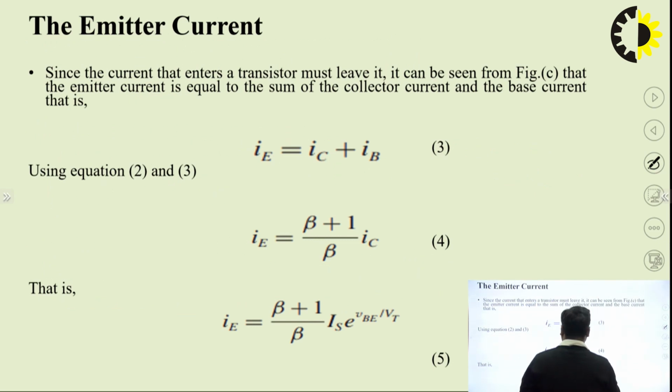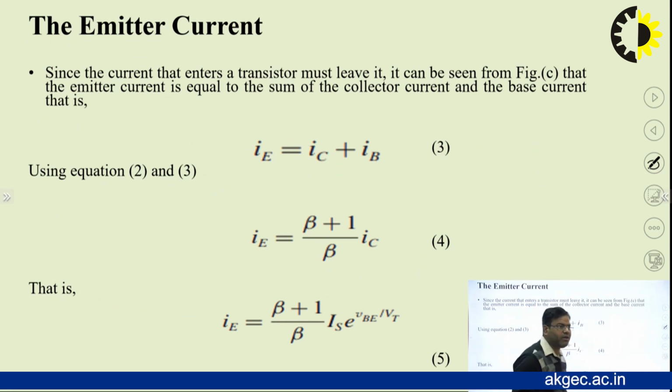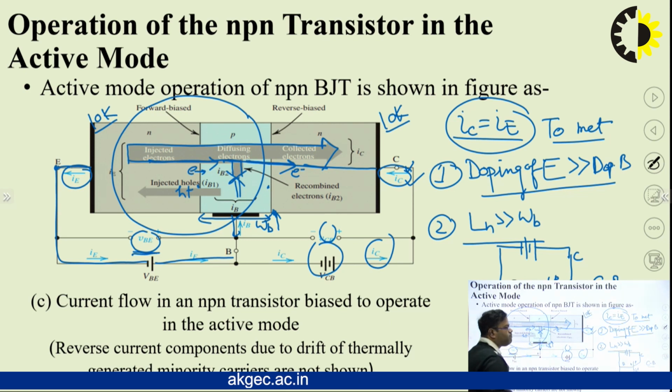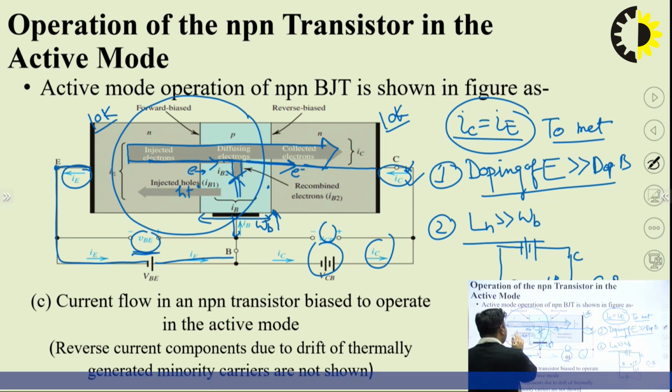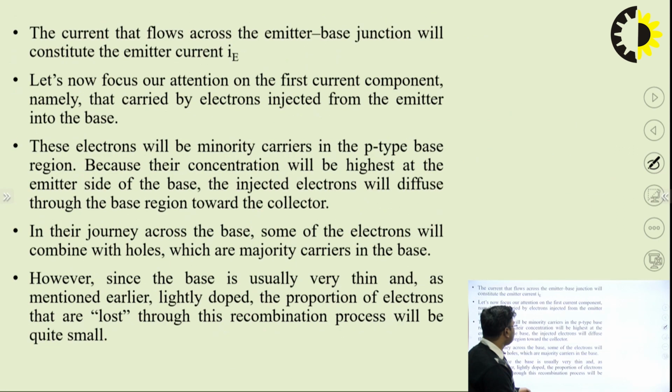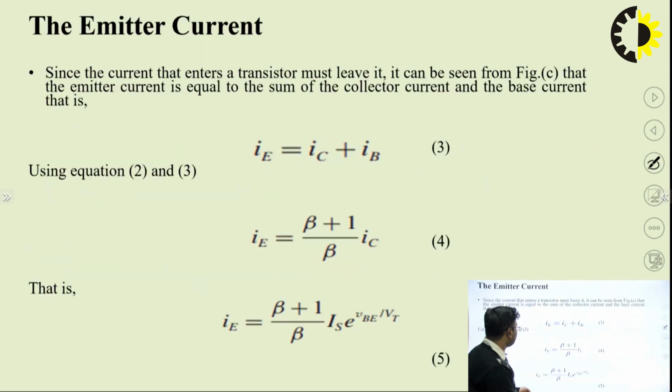So now let us consider the emitter current. Emitter current directly depends upon the number of electrons injected from emitter into the base region. The maximum portion of emitter current is due to the electrons injected from emitter to base, and the second portion of emitter current is due to the holes injected from base to emitter. So the emitter current will be composed of IB and IC.